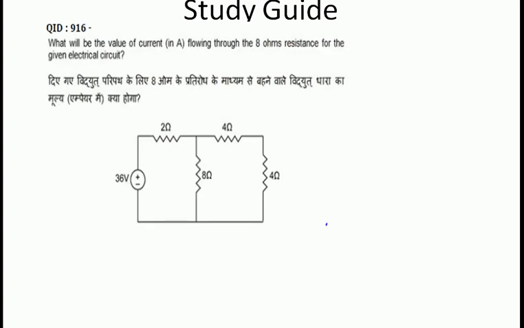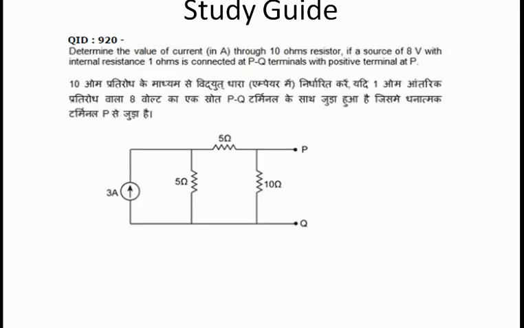We have already solved all these questions. We will start from 920. So what does the question say here? Determine the value of current through the 10 ohm resistor. So what do we have to calculate? Let us see through our digital pen.